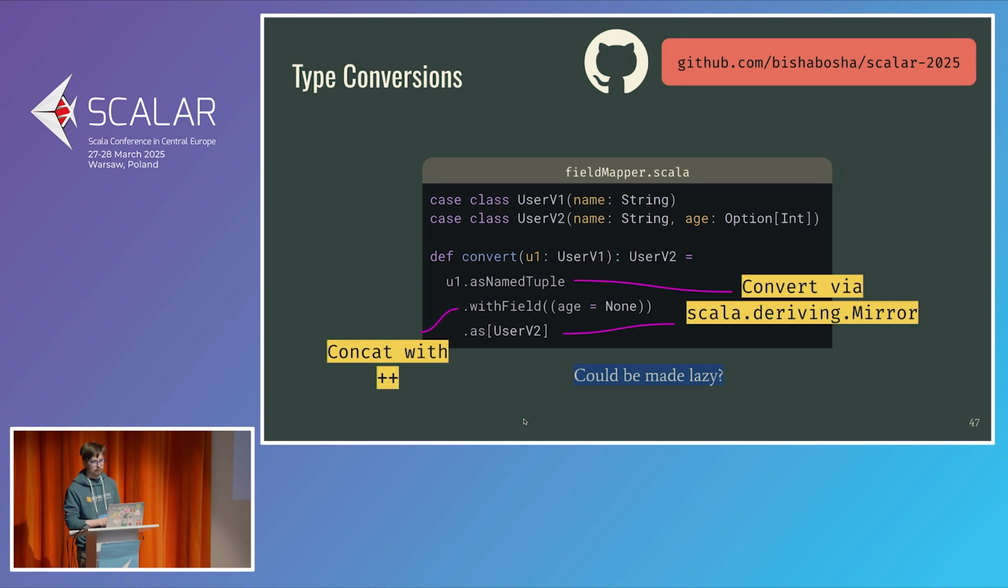Next thing is Chimney. You could do a sort of mini Chimney thing here. So I want to convert between UserV1 and UserV2. Well, within the conversion method, I can convert it to a named tuple type using the Mirror framework. Then I can use concatenation to just add this age field, so a default value if you like. And then finally, as will convert it from a named tuple to UserV2, again using the Mirror framework. And yeah, this is a bit of an eager thing, so I could have made it more lazy, but it's very convenient to do this, and no macros needed.